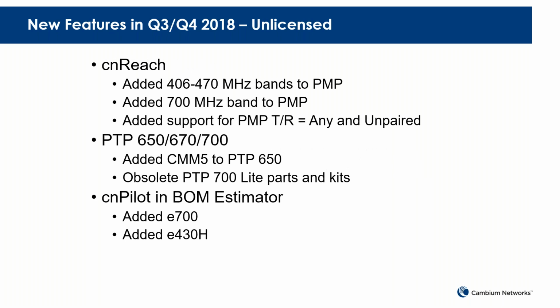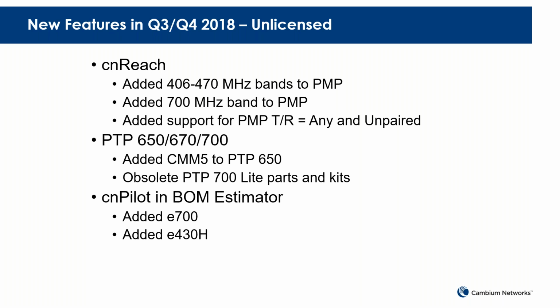For unlicensed, we've added point-to-multipoint 406 to 470, the CN Reach 450 band, and then also the CN Reach 700 megahertz band. In addition, we added a capability to do channel planning when you have a transmit-receive difference that is either any, which means it's not a set value, or unpaired, which means the transmit-receive frequencies are set to the same value.